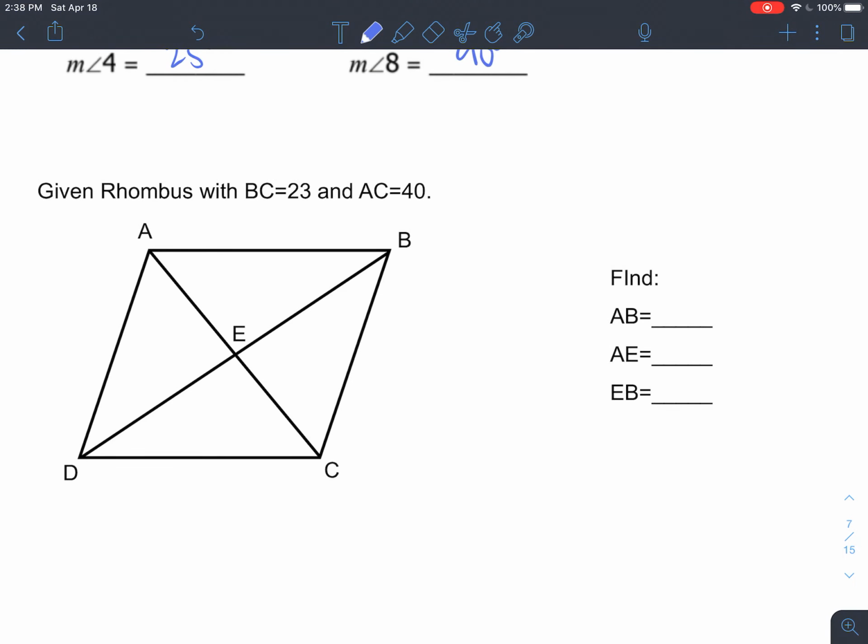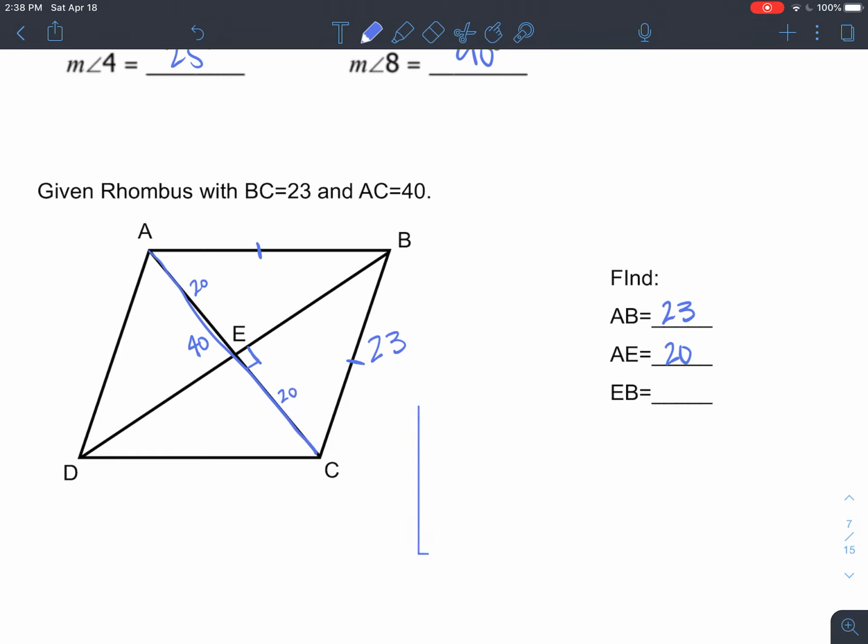All right, so here we have our rhombus with BC with a measure of 23 and AC all the way across with a length of 40. So I'm going to go ahead and split this into 20 and 20. I've got a 90-degree angle here. It wants us to find the measure of AB as well as AE. I already have that listed as 20 because it's being bisected. And EB. So let's work some Pythagorean theorem here. Remember, well, first, this is a rhombus, so all of my sides are going to be congruent. So AB will have a value of 23.